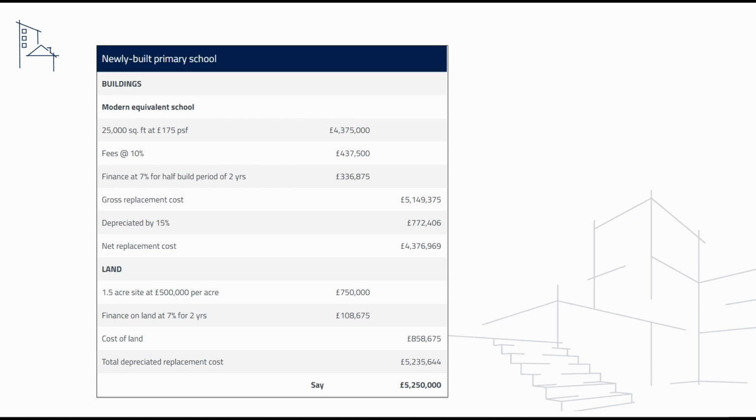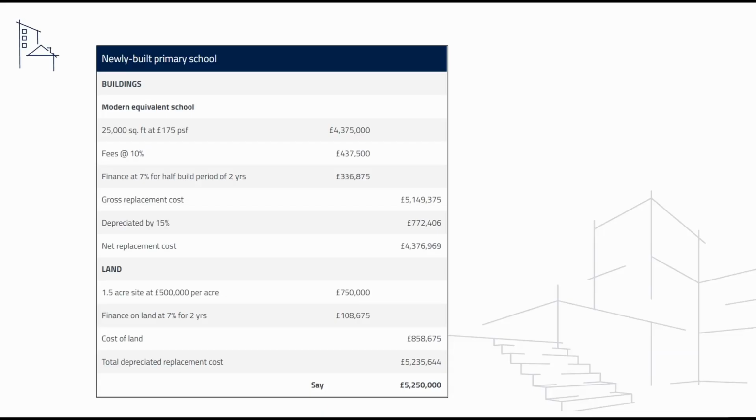The building element is then depreciated to reflect the differences between the existing school and the hypothetical modern equivalent replacement. The cost of modern equivalent is depreciated under 3 main headings, and these are physical depreciation, functional depreciation, and external depreciation. In this example, the valuer has assumed that the modern equivalent asset would be the same size as the actual school. The total cost of the modern equivalent has then been reduced by 15% to reflect the differences between the actual school compared to a brand new modern equivalent. The land value is based on what a prudent purchaser would pay for a replacement site, and we can see that this results in an overall replacement cost of circa £5.2 million.